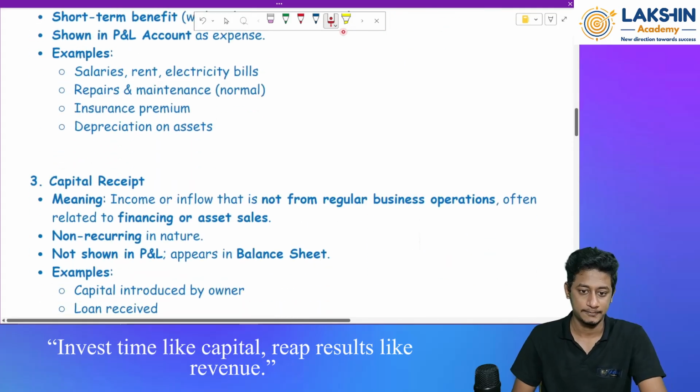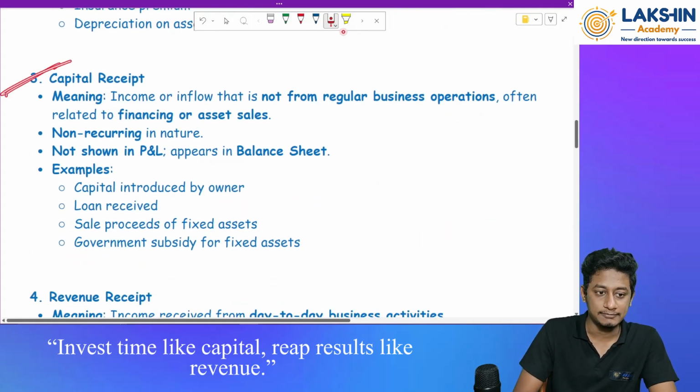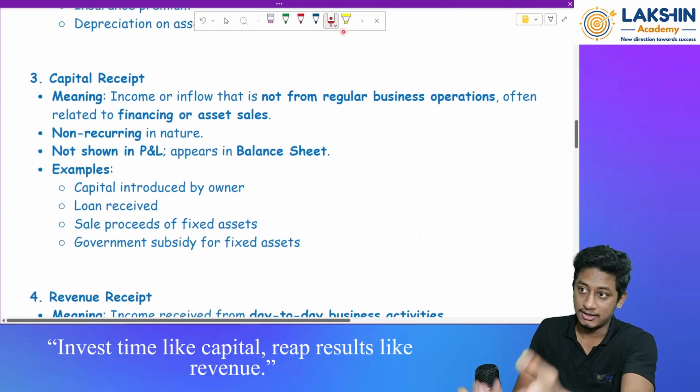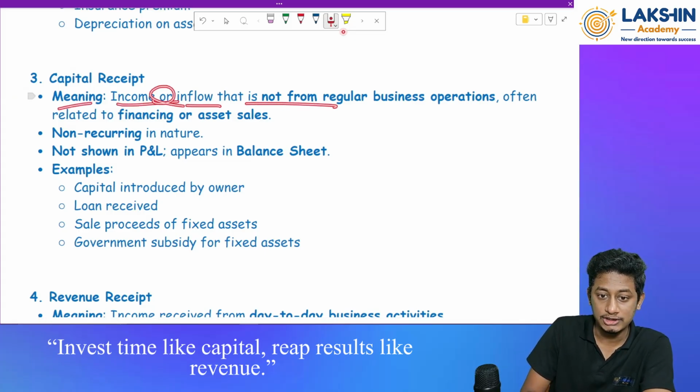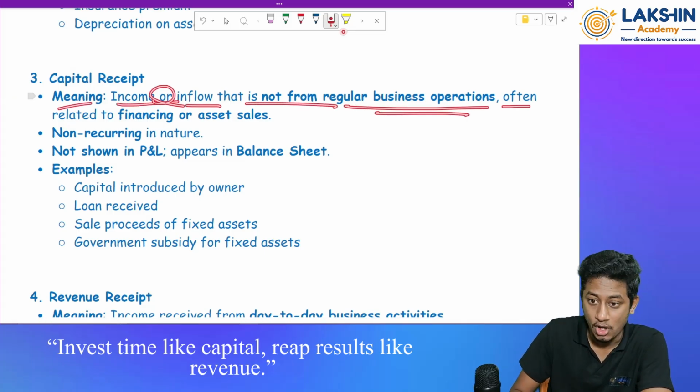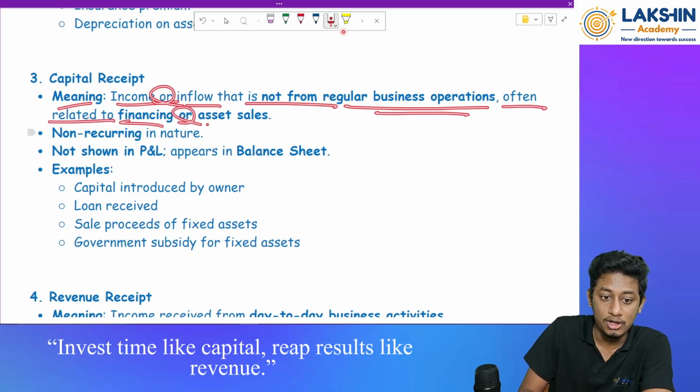Clear? Next, we have capital receipt. Capital expenditure now comes to a case of receipts. So meaning income or inflow that is not regular to the business operations, often related to finance or asset sales.